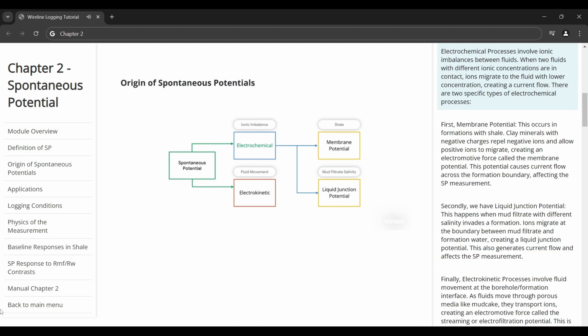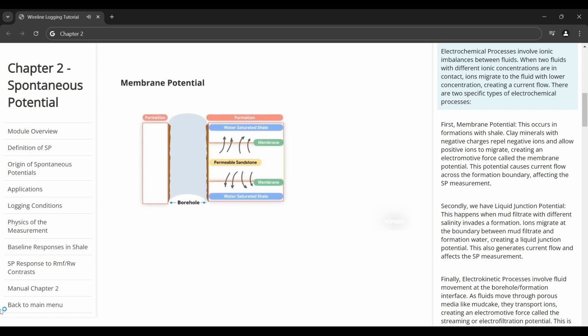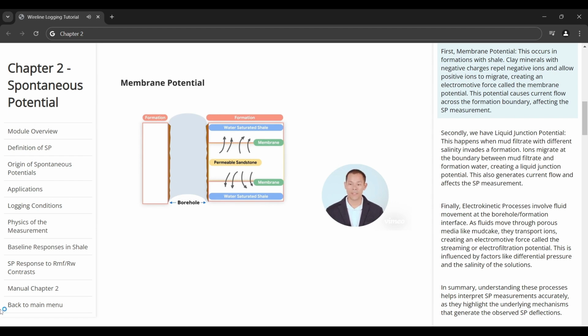Electrochemical processes involve ionic imbalances between fluids. When two fluids with different ionic concentrations are in contact, ions migrate to the fluid with lower concentration, creating a current flow. There are two specific types of electrochemical processes. First, membrane potential. This occurs in formations with shale. Clay minerals with negative charges repel negative ions and allow positive ions to migrate, creating an electromotive force called the membrane potential. This potential causes current flow across the formation boundary, affecting the SP measurement.